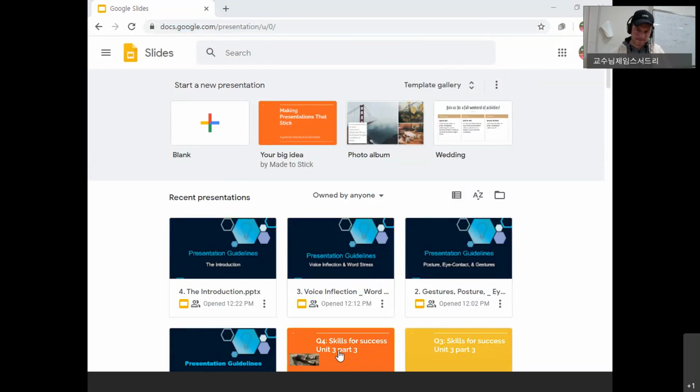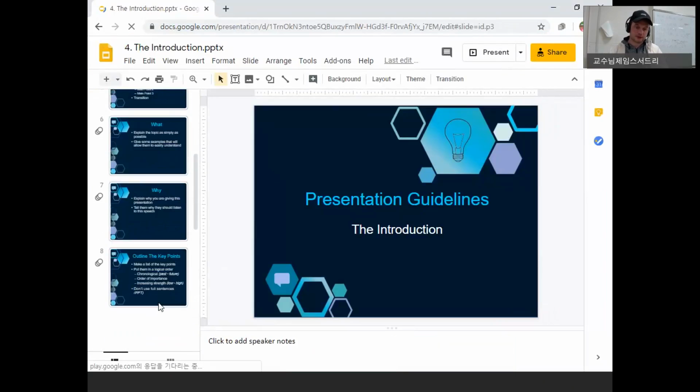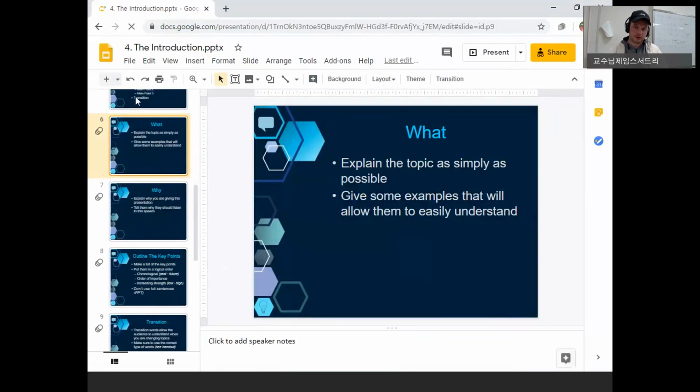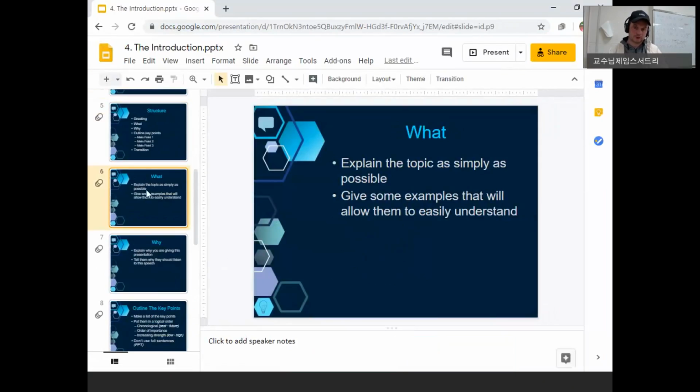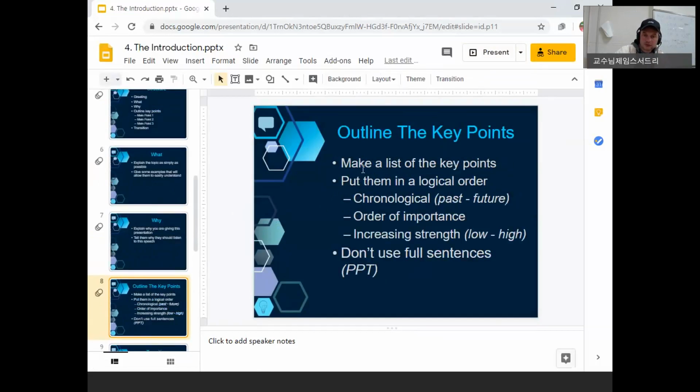So continue this for a few more minutes. But basically, we are starting with the what, explain the topic as simply as possible, give some examples that will allow them to easily understand, then why, explain why you're giving the presentation, tell them why they should listen to this speech, then outline your key points, make a list of the key points, put them in logical order, chronological from past to future, order of importance, increasing strength from low to high.